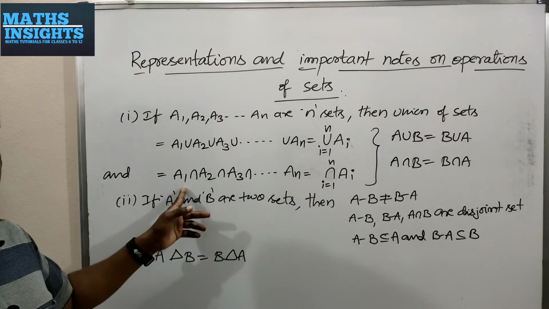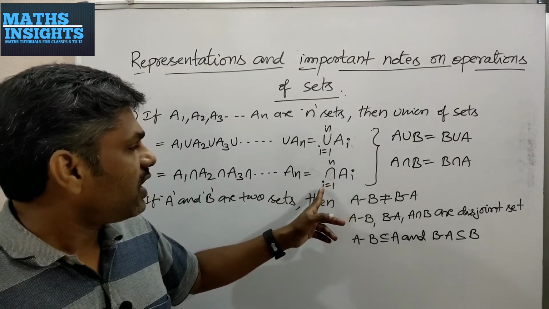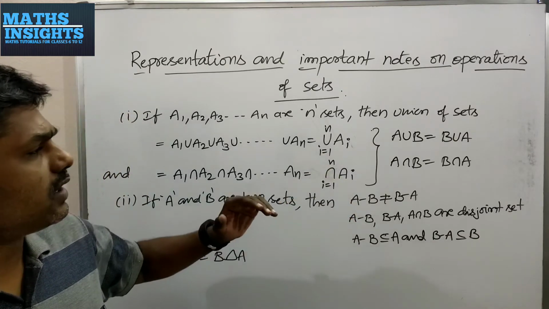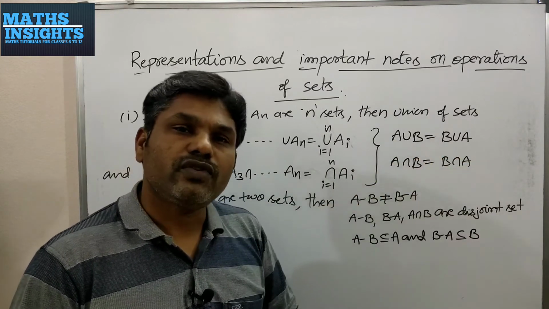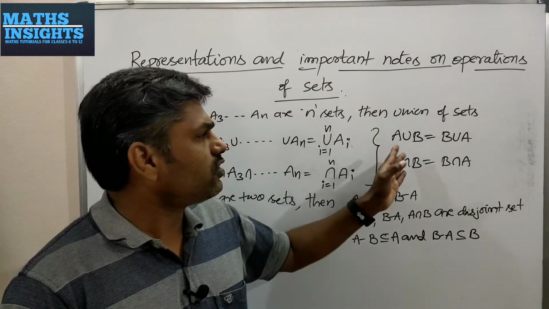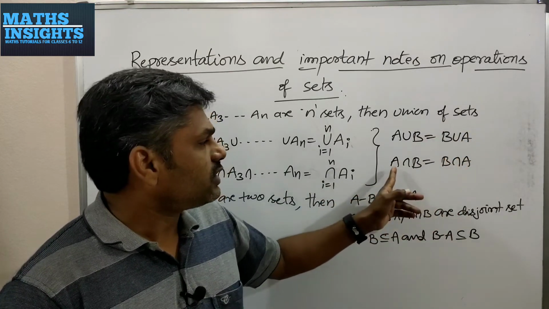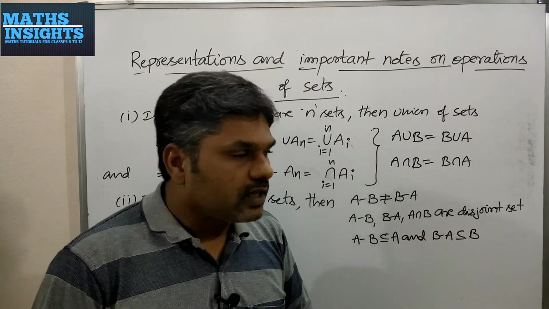Similarly for intersection also. So intersection of Ai, where i equals 1 to n, you may represent simply. And you know that A union B is equal to B union A. If you do A union B, you will get the same set as B union A also. Similarly, A intersection B is equal to B intersection A.